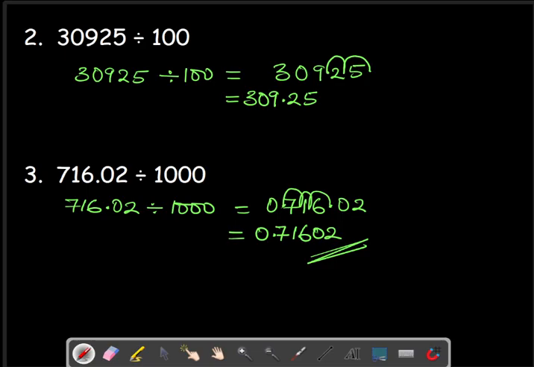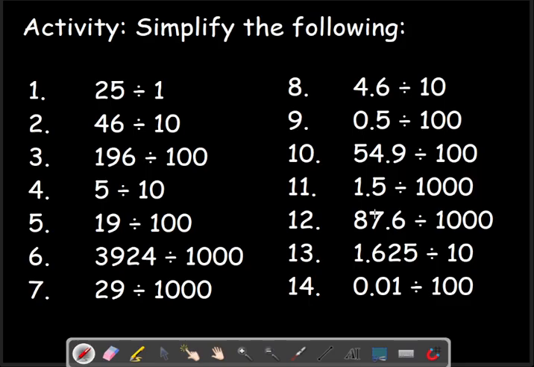So take note, it's just to shift the decimal point to the left. I repeat, anytime you are multiplying or dividing by a power of 10, there's always an easy method for it. You are either shifting to the right, which is multiplication, or shifting to the left, which is division.